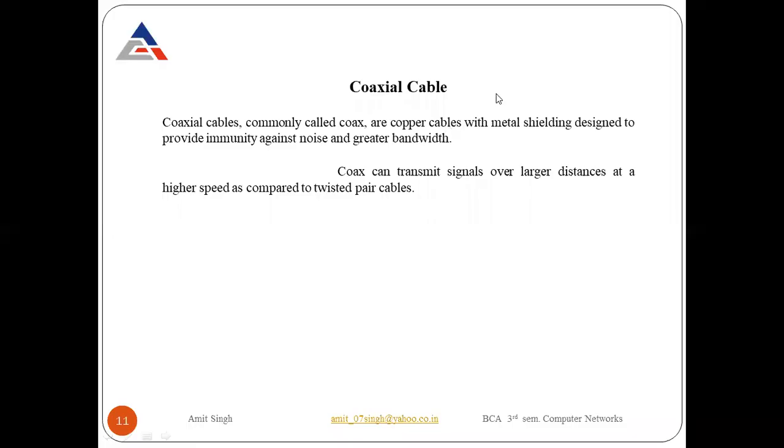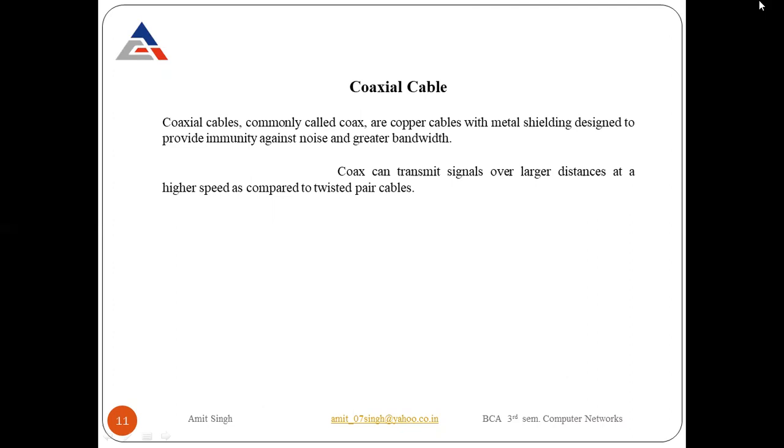Okay, the next is coaxial cable. It is a cable that is used between the sender and the receiver to communicate their data. Coaxial cable, commonly called coax. Basically, it is a copper wire with metal shielding designed to provide immunity against noise and greater bandwidth. So what are the different parts of this cable? Basically, it is a copper wire covered with a metal shield. A metal shield is outside the wire.